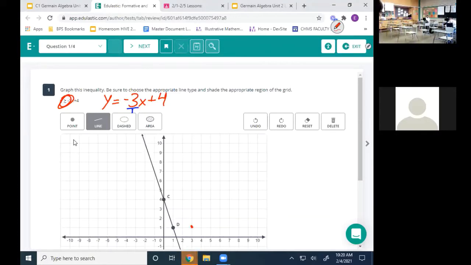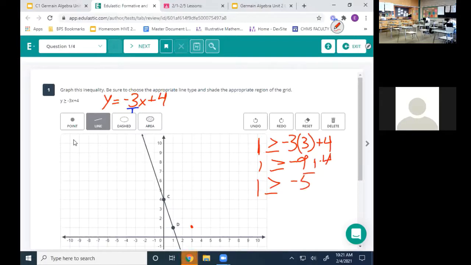Let me just erase this symbol here. We're going to say x is 3, y is 1 in this case. 1 is greater than or equal to negative 3 times 3 plus 4. Negative 3 times 3 is negative 9, plus 4 is negative 5. 1 is greater than or equal to what number? Negative 5. Is that a true statement? Yes. So where are you going to shade?